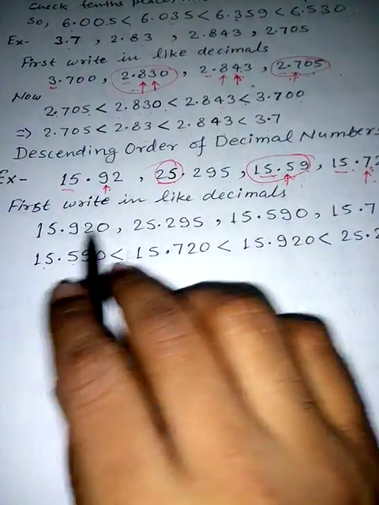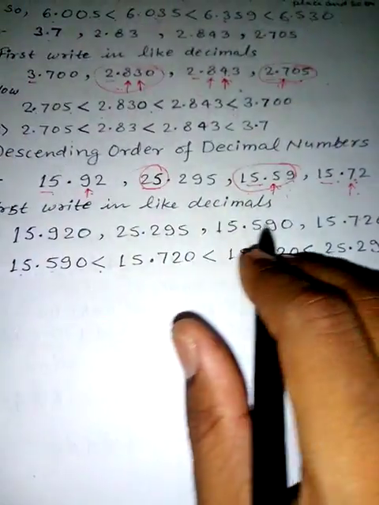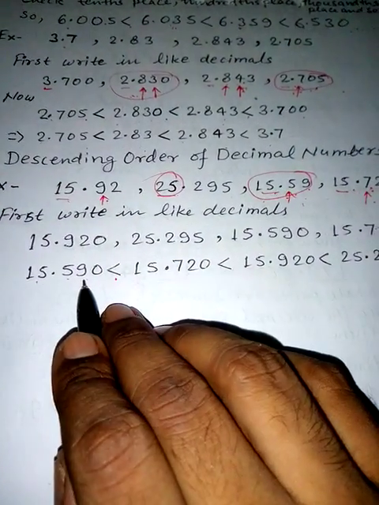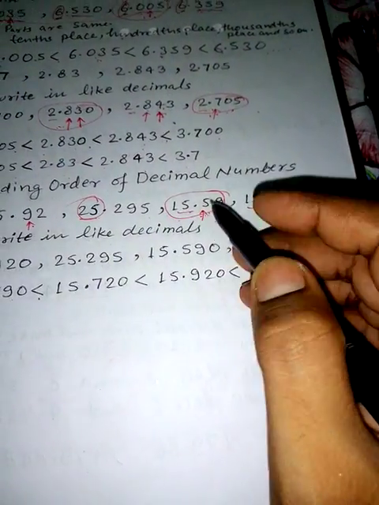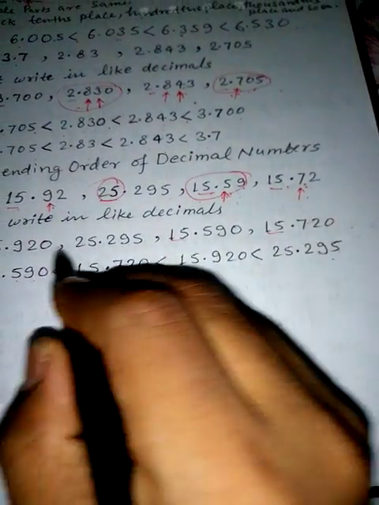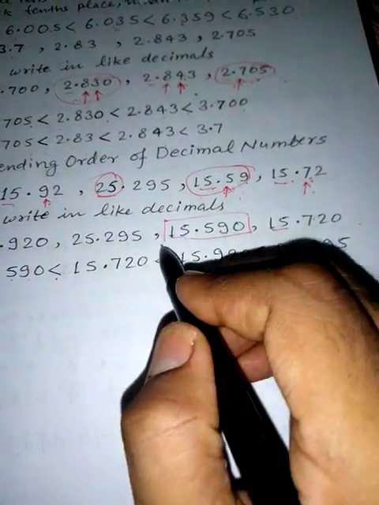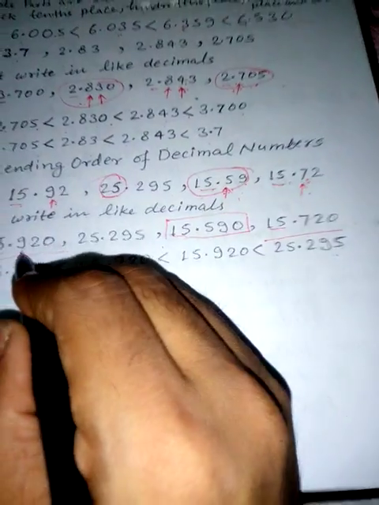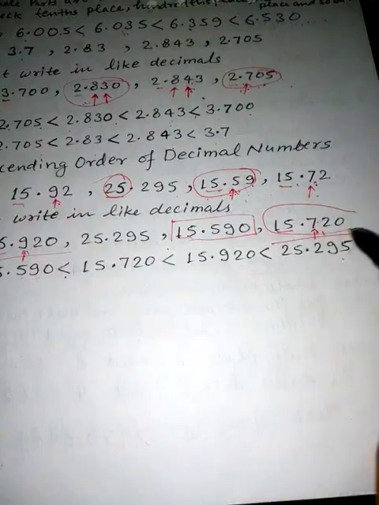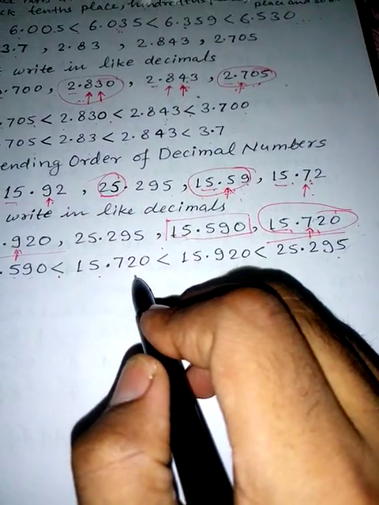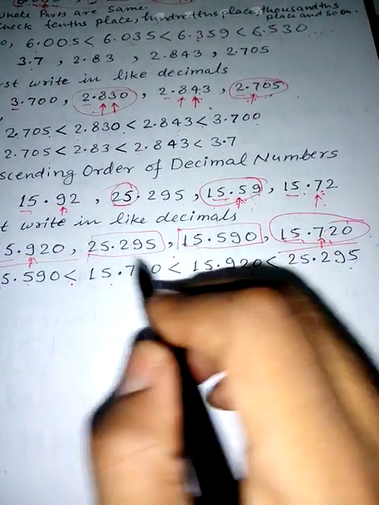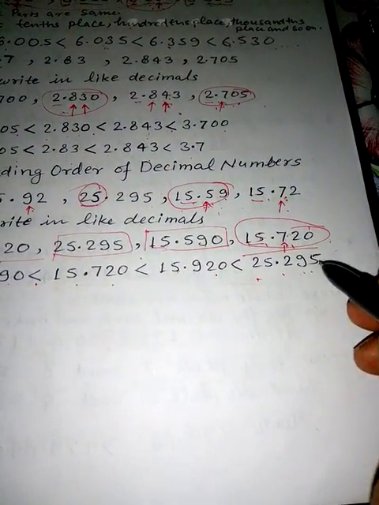After writing in like decimals, you can see 15.590 is the smallest number. Then check the hundredth place. The 15, 15, 15, 15 is completed already. So in these two numbers, the 10th place of this one is less, so you have to write 15.720. After that you have to write 15.920, and finally you have to write the greatest one, 25.295.